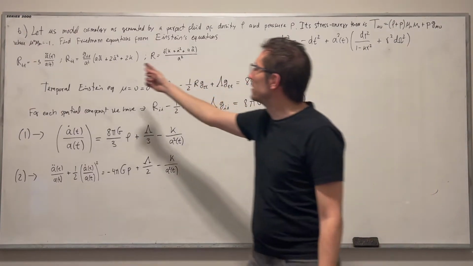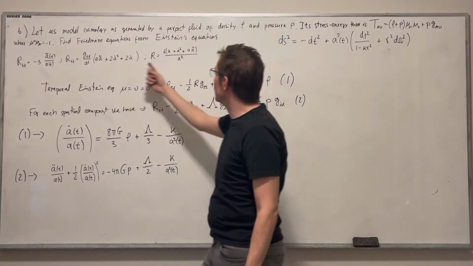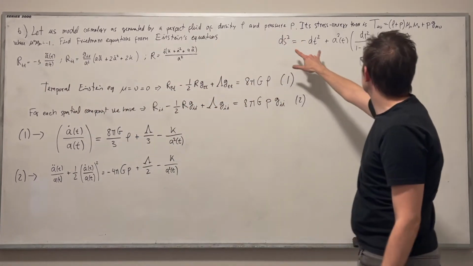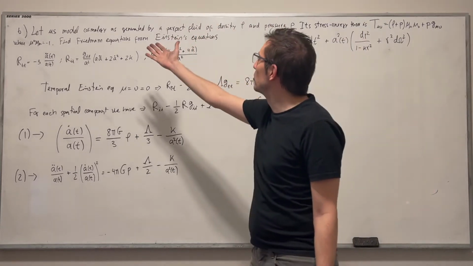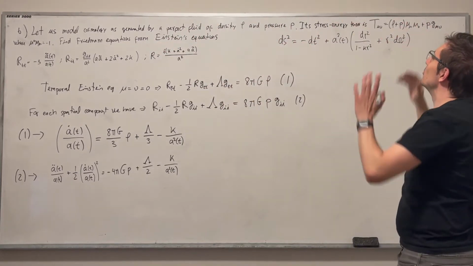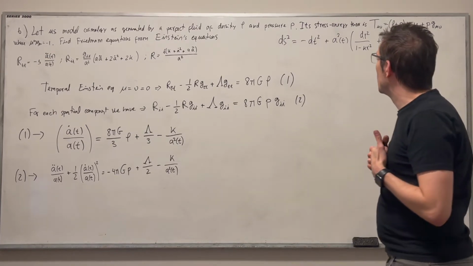All right, so I compiled the coefficients of the Ricci tensor here and the Ricci scalar. This is the Friedmann-Robertson-Walker metric here. And what we're going to do now is model cosmology as generated by a perfect fluid of density rho and pressure P. What does that mean?